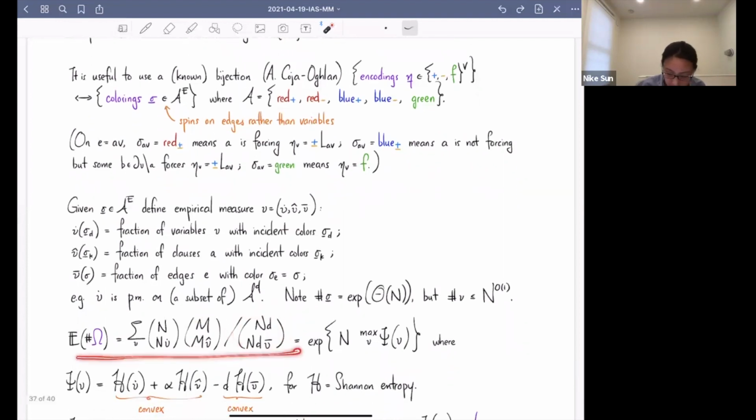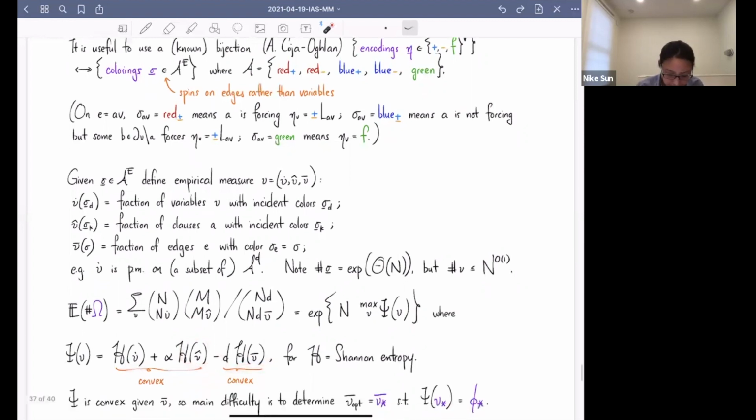So once you do this and you apply the Stirling approximation, you have just an optimization problem, which is given in a quite explicit form. So it's the Shannon entropy of nu dot plus alpha times the Shannon entropy of nu hat minus d times the Shannon entropy of nu bar. So it's a very explicit expression. And the only complication is that these measures live on slightly complicated spaces.